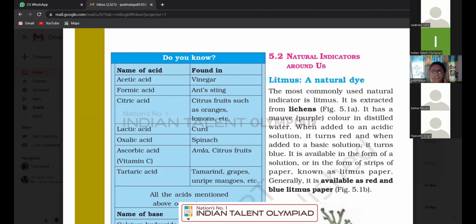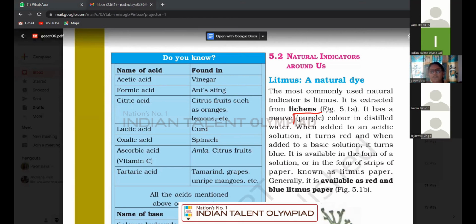Naturally, litmus paper is purple in color. When you add it to an acidic solution, it will turn red. When you add it to a basic solution, it will turn blue. The natural dye of litmus obtained from lichens is purple. But in your school laboratory, you will be having a box of litmus paper with a red one and a blue one separately. They are not natural, they are man-made.